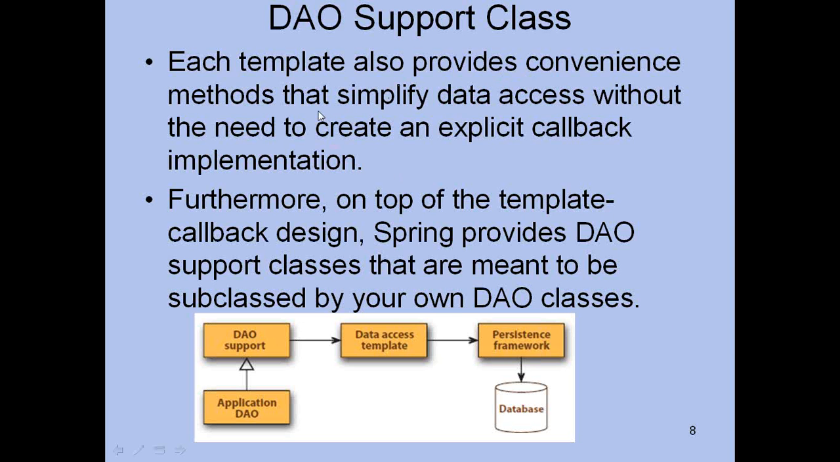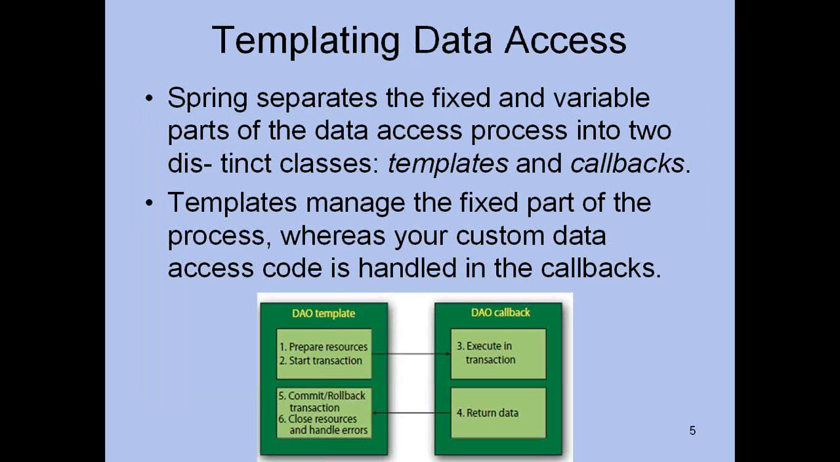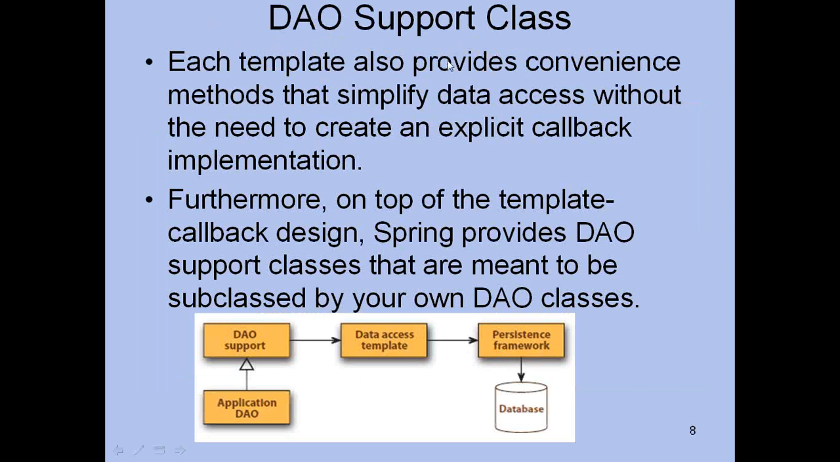Each template also provides convenience methods that simplify data access without the need to create an explicit callback implementation. So if you are using templates, you have to create the variable part, and in the variable part you have to create some callback implementation methods. I told you there are two parts in the template. One is the fixed part and one is the variable part. Variable part, if you follow this approach, you need to implement the callback methods. To avoid that, use the DAO support class that automatically provides some callback methods.